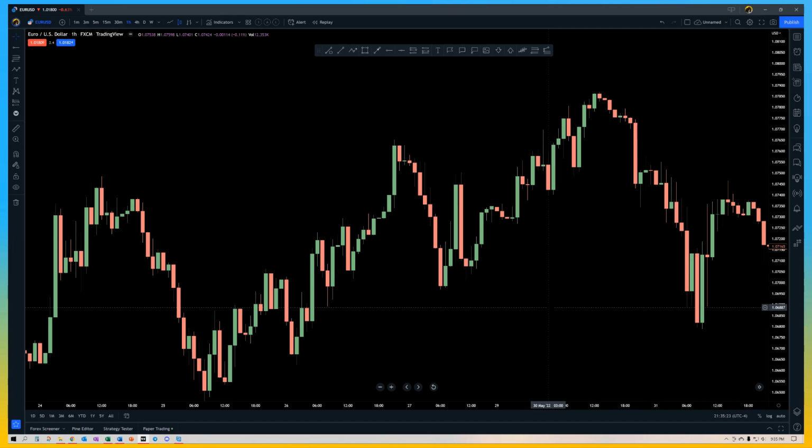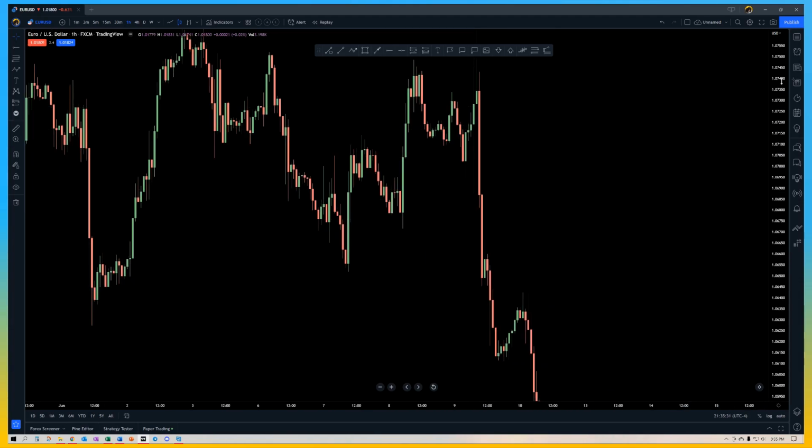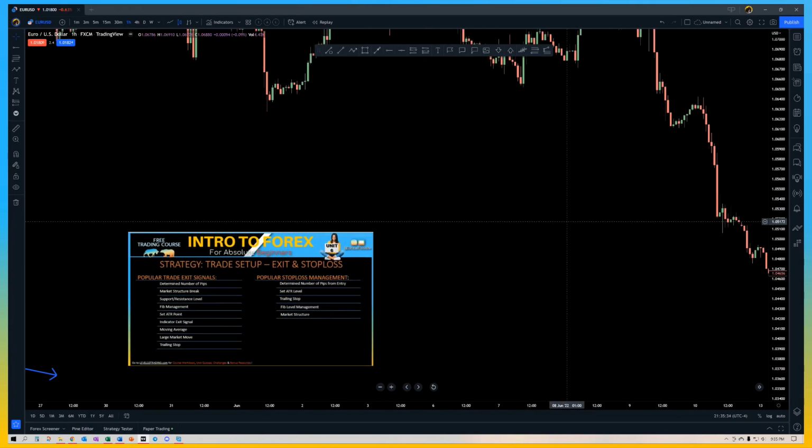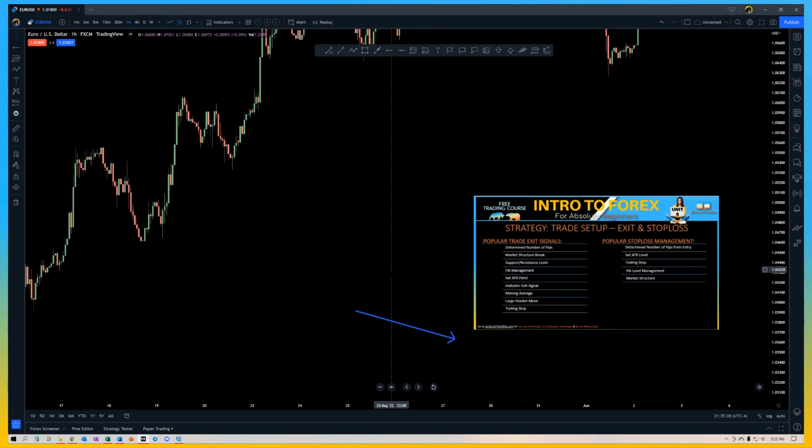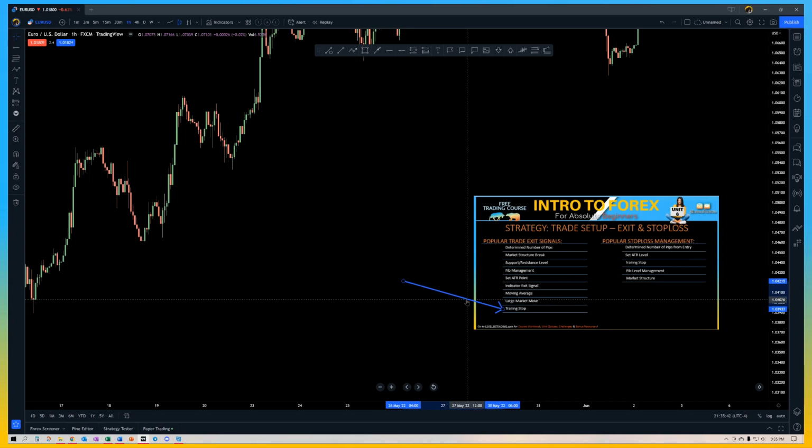Pretty cool stuff. And all of the imbalance and institutional candles, like I said, I highly recommend you pay attention to those. That is one of the elements in my own strategy that I absolutely love. And so now let's check out the trailing stop.